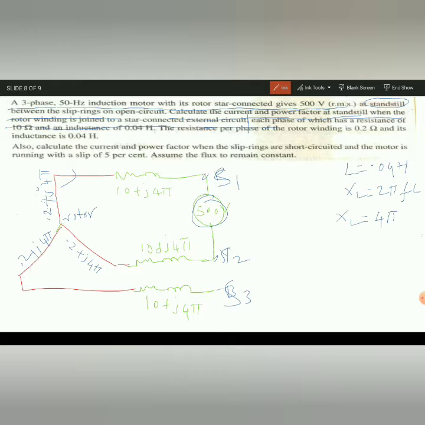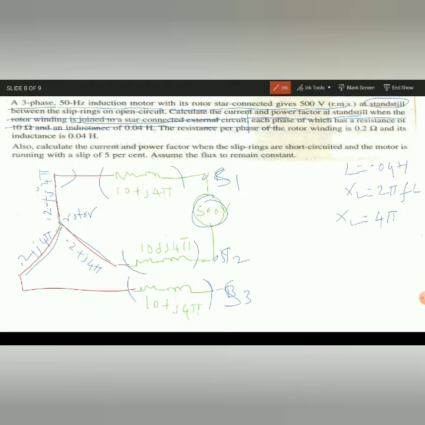There are two conditions: one, the rotor is not rotating, and the other, that the rotor winding is joined to a star connected external circuit. External circuit means here we have R, Y, B, three phases, and another external circuit is also joined with this.